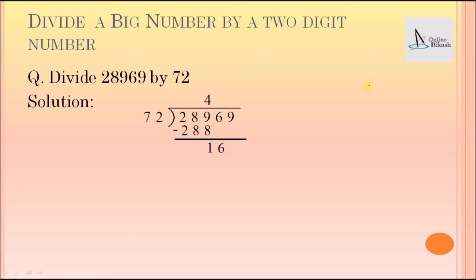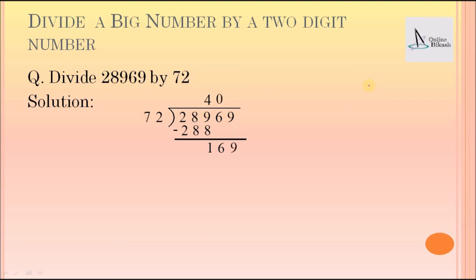But do you notice the 16 is still smaller than 72? That means 16 cannot be divided by 72. Okay, if we give 1, 72 times 1 will be 72, which will be bigger than 16. So 72 times 0 will be perfect for us. So we will not make the step longer. We will just put a 0 in the quotient and bring down the other number.